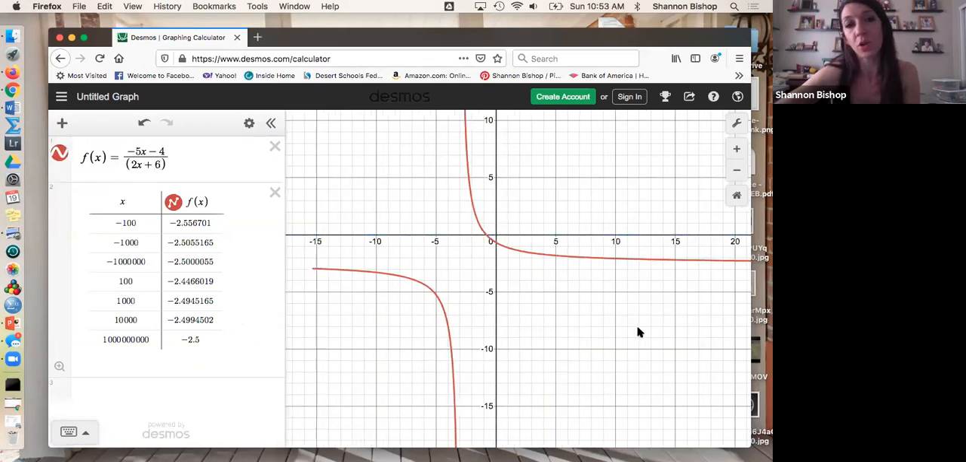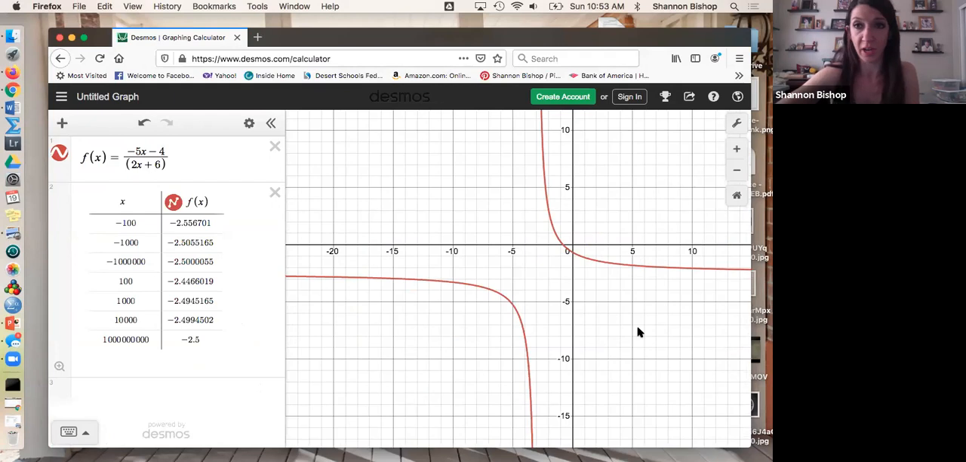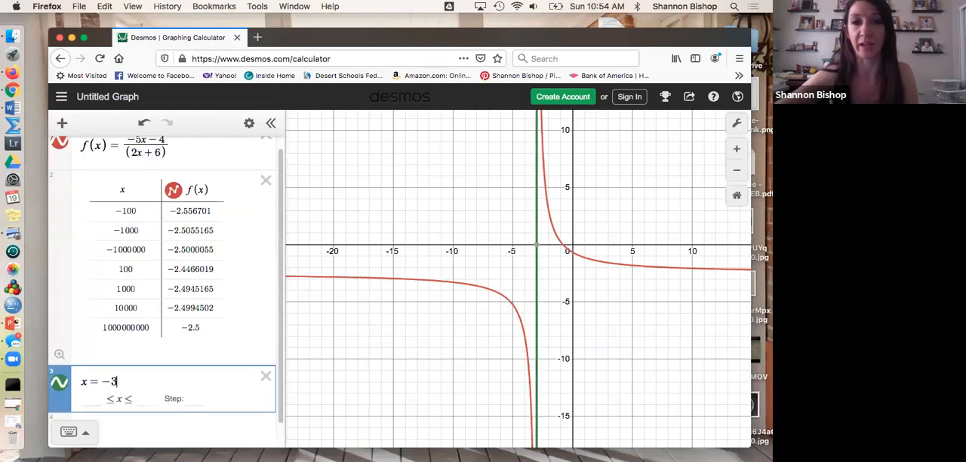So first and foremost, just to kind of review from our vertical asymptote conversation, this particular rational function has a vertical asymptote at x equals negative 3. How do I know that? Well, because the denominator is 2x plus 6, and whatever value makes that 0 will indeed be the error. So I would take 2x plus 6, set it equal to 0, subtract 6, divide by 2, and get x equals negative 3.